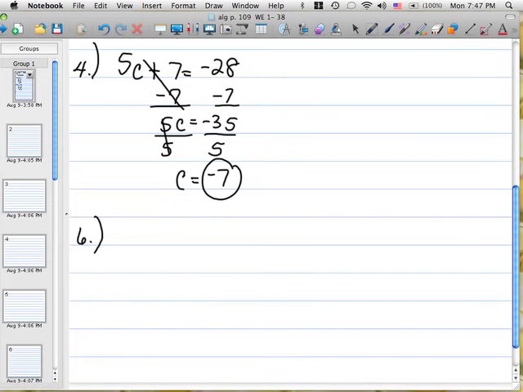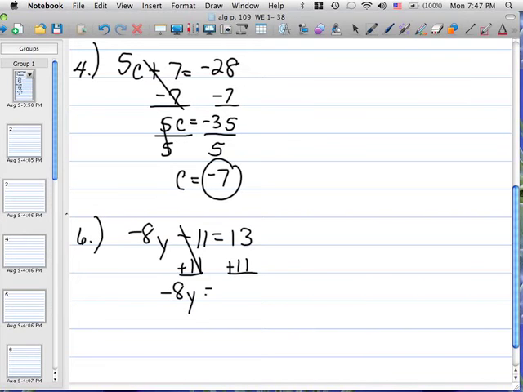Problem number 6, negative 8y minus 11 equals 13. Undo subtraction first, so we're going to add 11 to get rid of the minus 11. So now we have on the left negative 8y equals, on the right, 24. You're multiplying by negative 8. The opposite is to divide by negative 8. So that eliminates the negative 8. So we have y equals negative 3. 24 divided by negative 8 is negative 3.